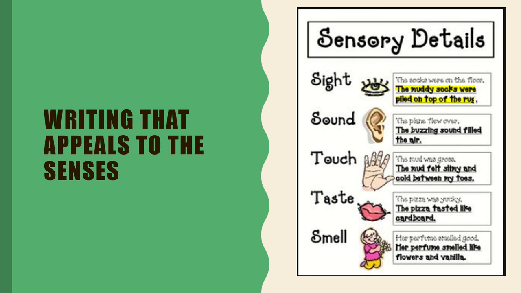Okay, so for instance, this one right here is an example of sight. The muddy socks were piled on top of the rug. So when I read that sentence, I am automatically thinking of a rug on the floor and there's a bunch of muddy socks on it. I can see that pictured in my head.